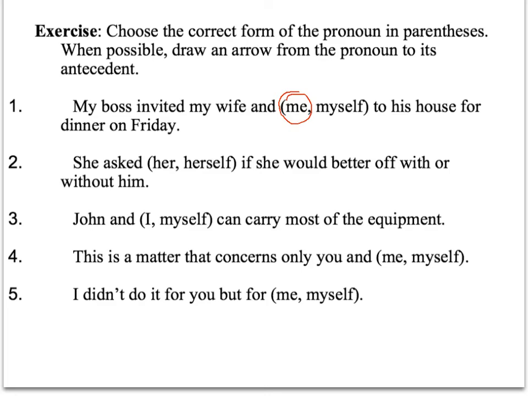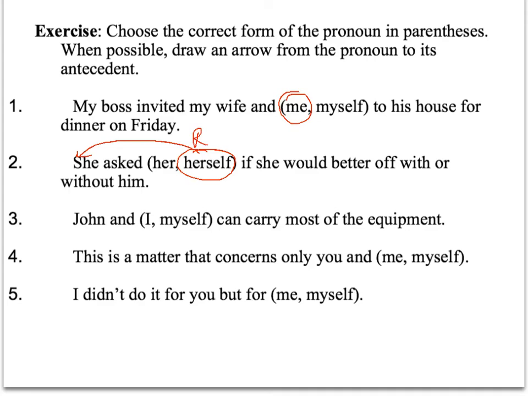She asked herself if she would be better off with or without him. In this case, I think we can infer that the writer is saying that she's talking to herself, not another person, because that would lead to pronoun ambiguity. So in this case, herself could in fact be referring back to she logically. It's also functioning as a direct object, therefore I have a reflexive pronoun.